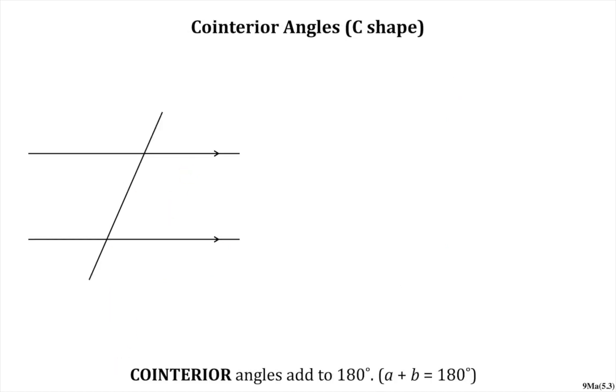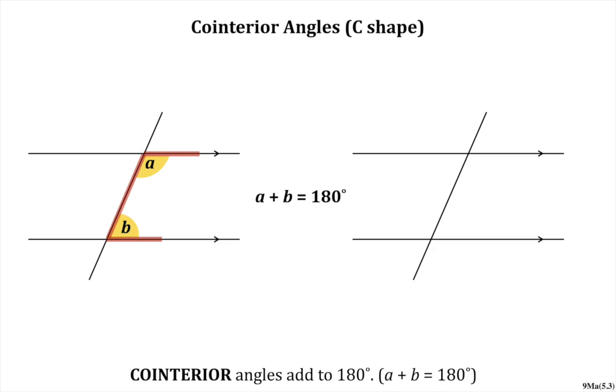Our last one is the trickiest one. It's the co-interior angles. We go for C shape, and if you see a C shape there, we've got two angles inside. They are not equal. Co-interior angles add to give 180 degrees. So this angle which I've called A and this angle which I've called B have to add to give 180.